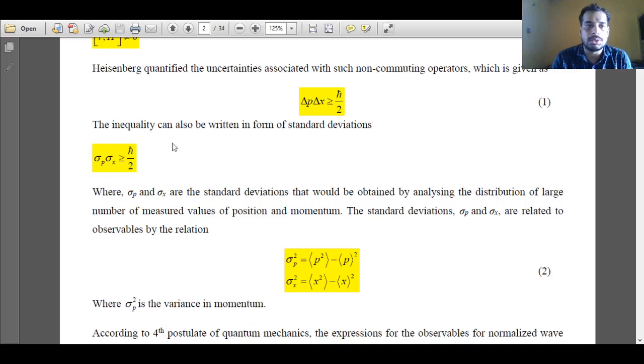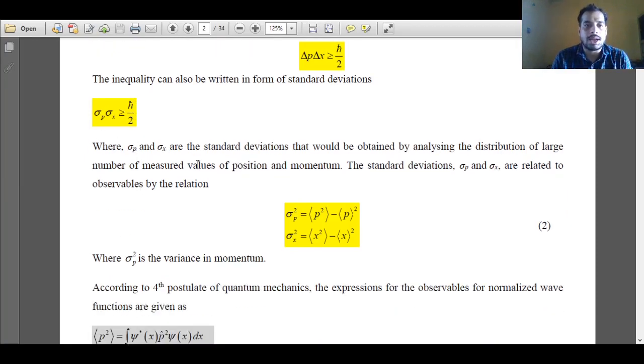The inequality of equation 1 can also be represented in terms of standard deviation, that is sigma p, the standard deviation with respect to momentum, and sigma x, the standard deviation with respect to position. What is standard deviation? If we do a large number of experiments and obtain a large number of eigenvalues, then the distribution of the measured values of position and momentum is called the standard deviation. Similarly, the product of the standard deviation with respect to position and the standard deviation with respect to momentum is greater than or equal to h bar over 2. This is also Heisenberg's uncertainty principle.